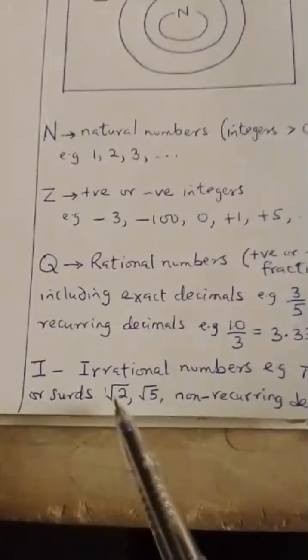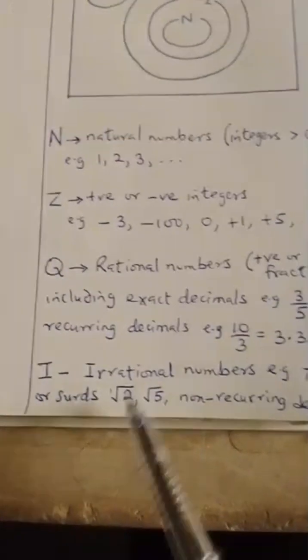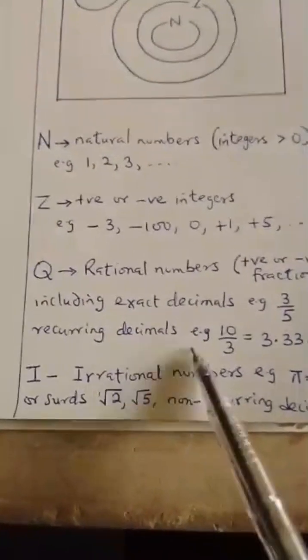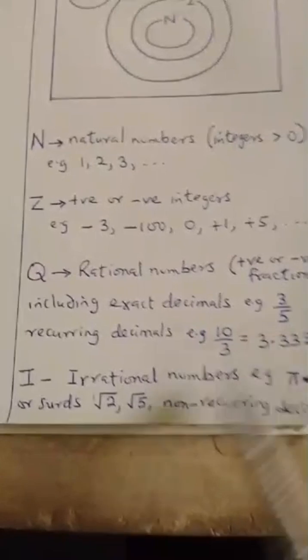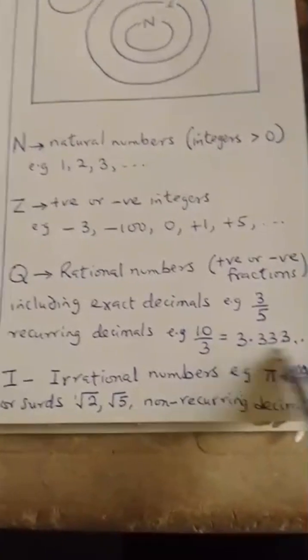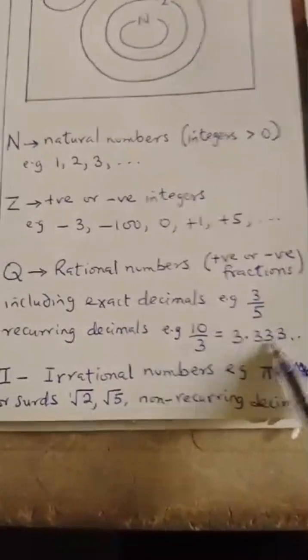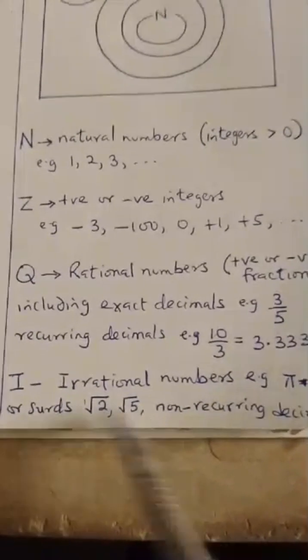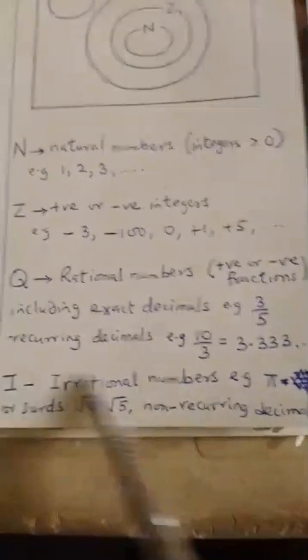We also have surds. Surds are irrational numbers like root 2. If you punch that in your calculator, you see the numbers after the decimal point keep changing on forever, so it's non-recurring. The numbers after the decimal point are not the same; they keep differing. Same thing with root 5. So surds are irrational numbers.